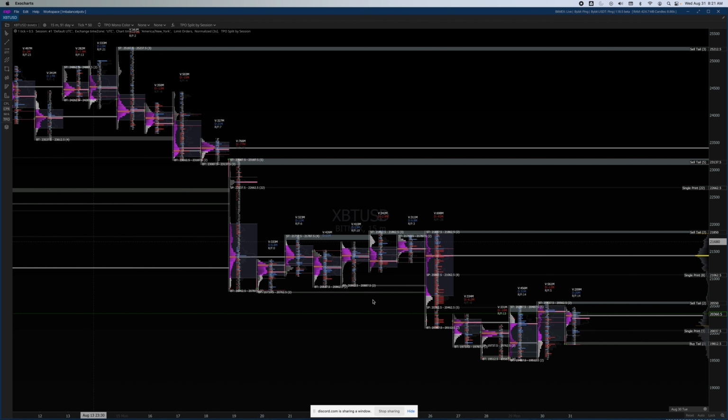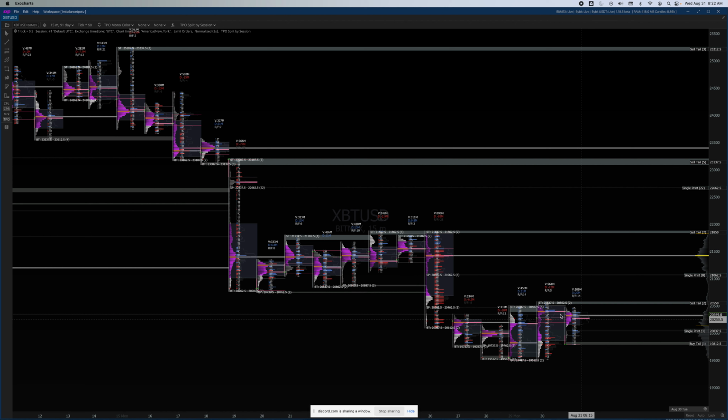Alright, so this is the main Bitcoin chart that I look at. I usually have this up. Each one of these candles or TPOs is a daily. This really helps me visualize where people are trading, where directional conviction is or lack thereof.